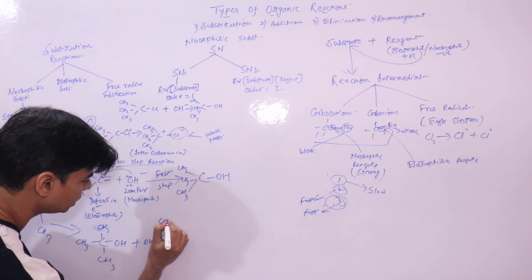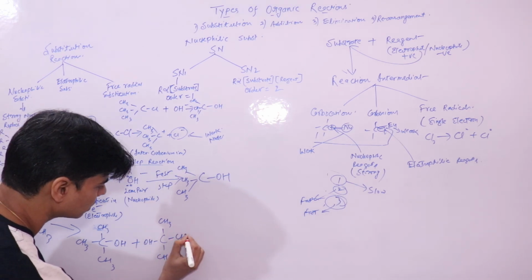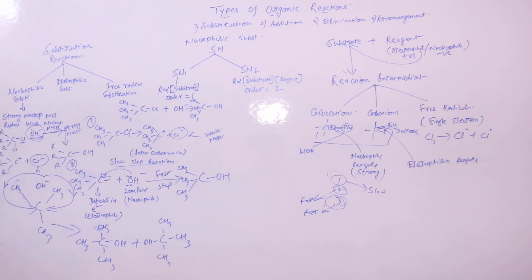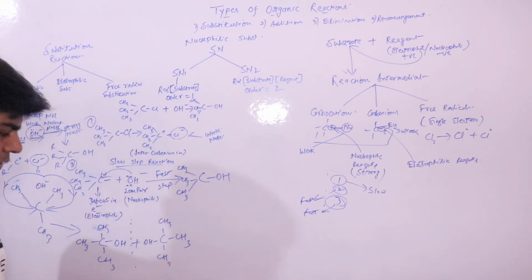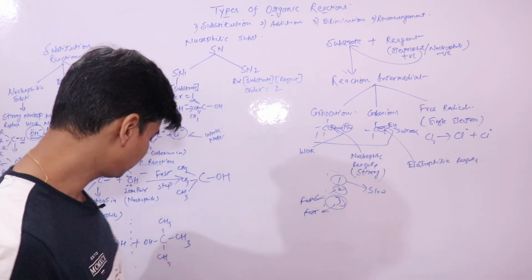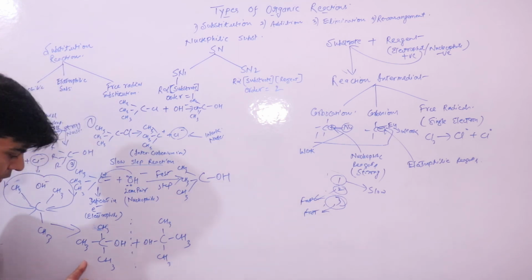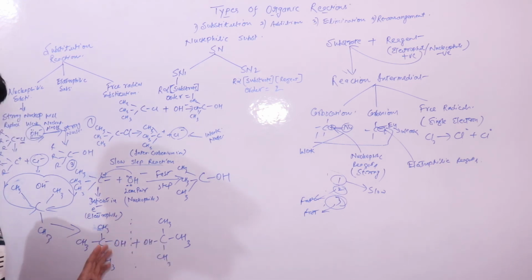You can see the geometry of these two products is different, and these two are mirror images. If you remember isomerism, these are mirror images, and we call these molecules enantiomers. So these are enantiomers, and what results is a racemic mixture. But it is not exactly a racemic mixture, because a racemic mixture consists of equal quantities of both enantiomers, but sometimes one of them is more than the other.